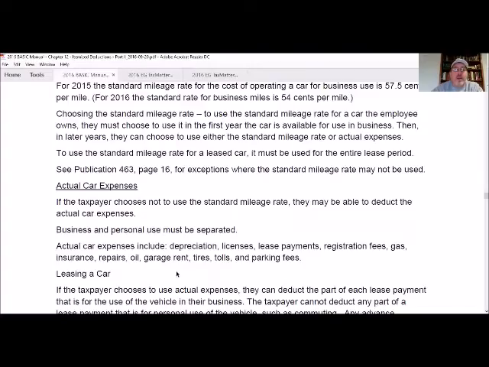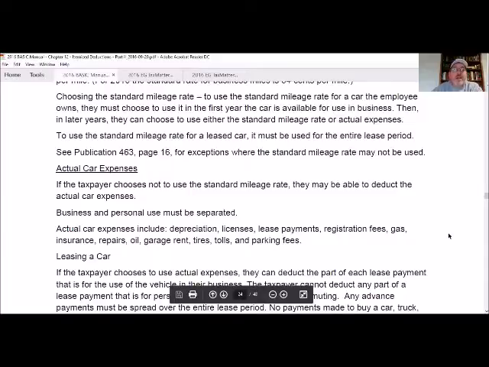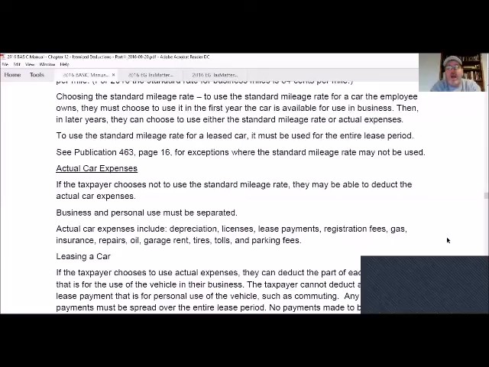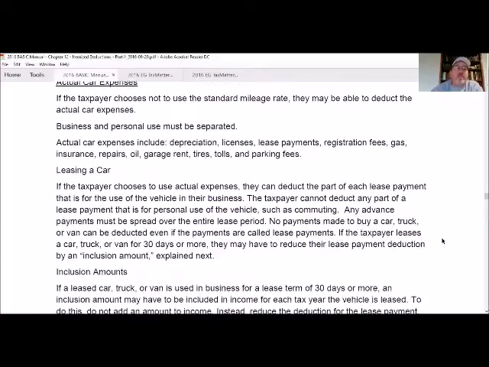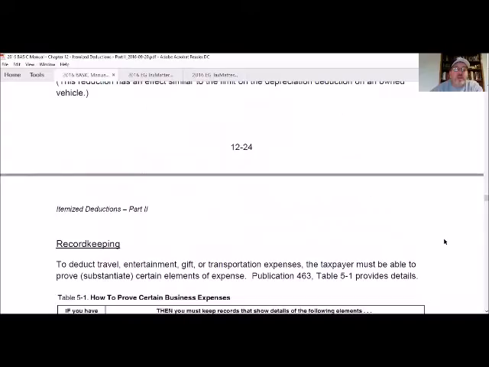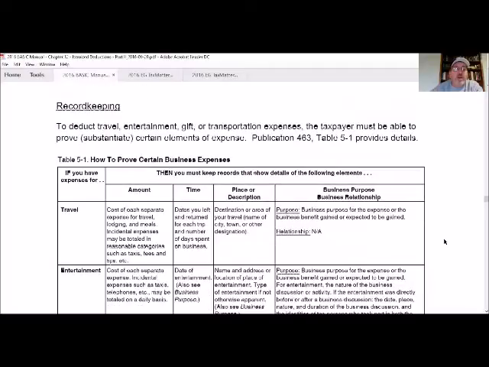You can see down here actual expenses, depreciation, license, lease payments, registrations. Even when you add those up, chances are you're not going to get to 57.5 cents a mile, unless you have a car that is a lot more to maintain. I have a feeling, though, if somebody has a car like that, they're probably not using it for business because it's not reliable. So again, it's probably best that you do the mileage rate on that.